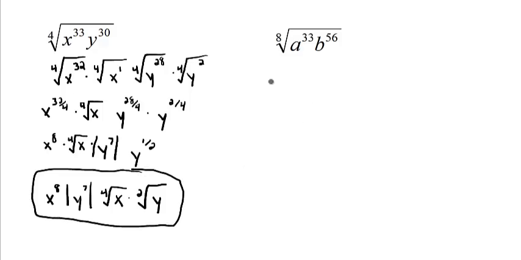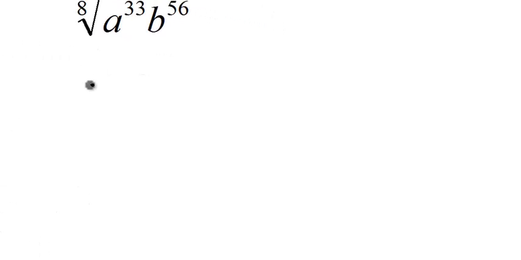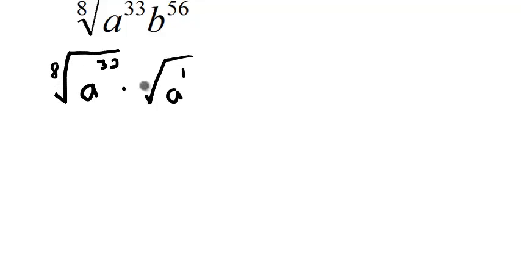Okay, let's do this one now. We do it the same way. So 33, is that divisible by 8 evenly? No, we have to take out just one a. So that's going to be broken up into a to the 32nd and then a to the 1st, and that's the 8th root of both.